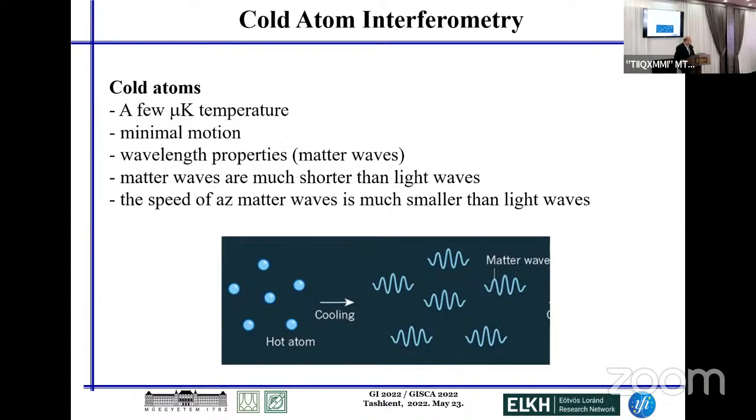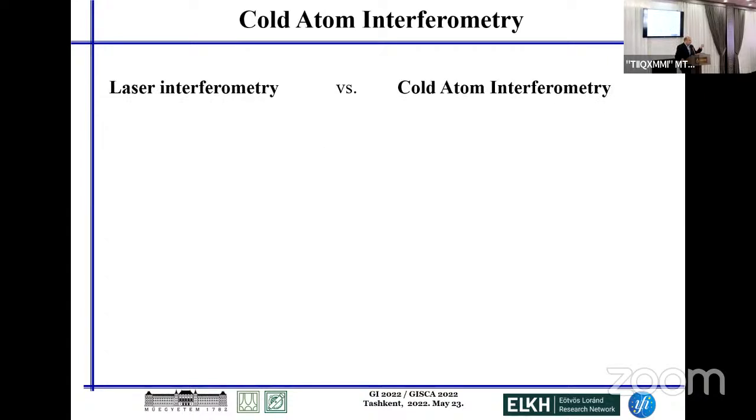So we can conclude that we are using classical interferometry, but with cold atoms, which also provide wavelength properties.